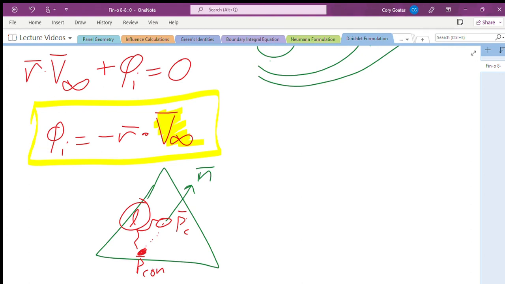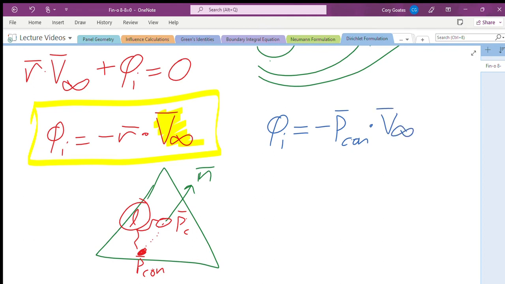So what we're going to do is loop through each one of these control points. And for each one of those control points, we can write out the equation that we want our inner perturbation potential to be equal to: negative p control dotted with V infinity. Well, what is our inner perturbation potential?